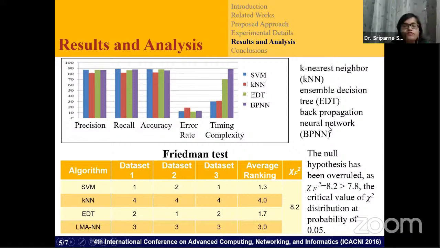Now, after that, we have also done a statistical analysis, that is the Friedman test, which was in our last class. By that, the null hypothesis has been rejected, as the chi-square F value was 8.2, which is greater than our threshold value. So the null hypothesis is rejected, and that means SVM is the best choice. That is done. So these are the conclusions.